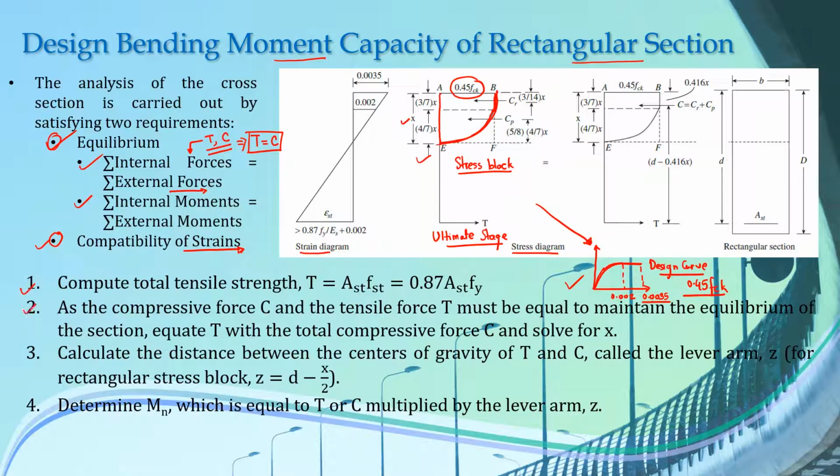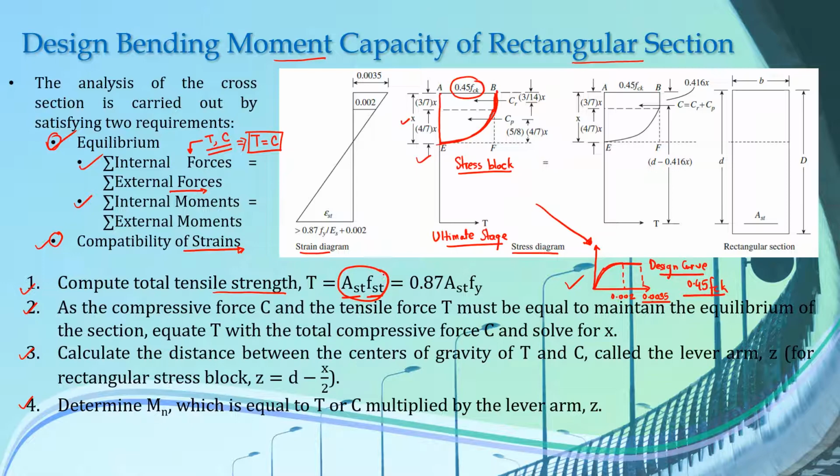And the four major steps that are involved in calculation of this capacity are listed here. First, you have to compute the total tensile strength, and the tensile strength is calculated as the product of the area of steel reinforcement Ast into the stress in our steel bars, which is fst.